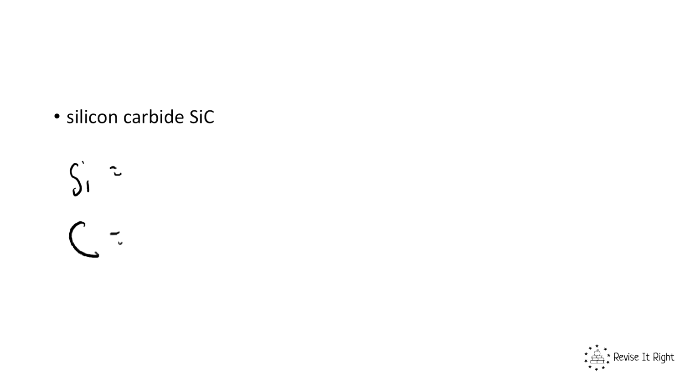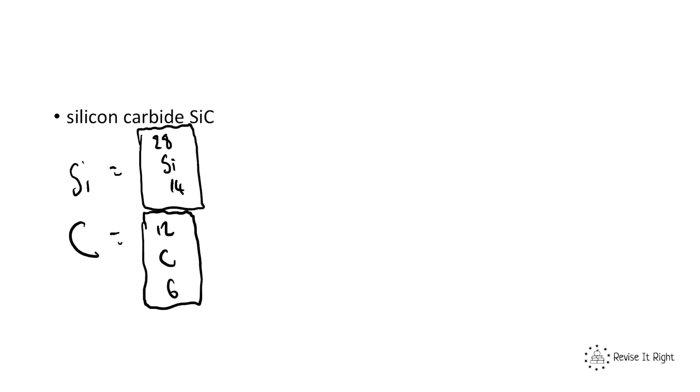Now we need to find these on the periodic table. So silicon is 28, with atomic number 14, so that's what silicon looks like on the periodic table. And then carbon is 12, C and 6. So step 2, we find them on the periodic table. Now you don't have to draw these in an exam. I'm just drawing these so you can see what I can see on the periodic table. You don't have to draw them out.